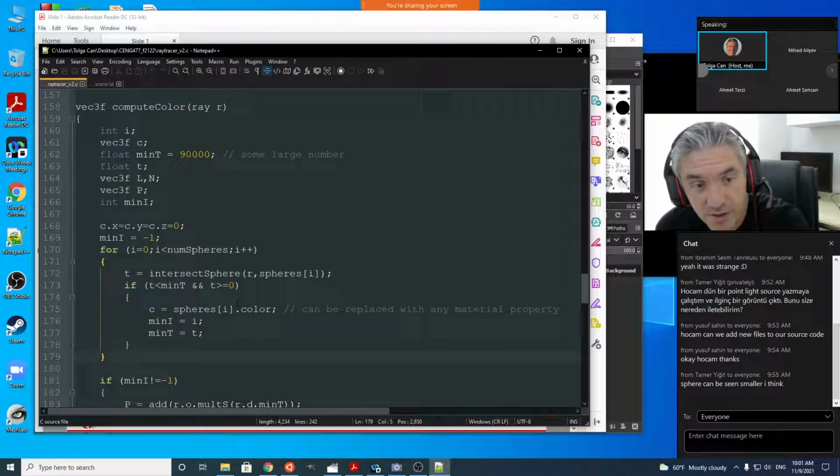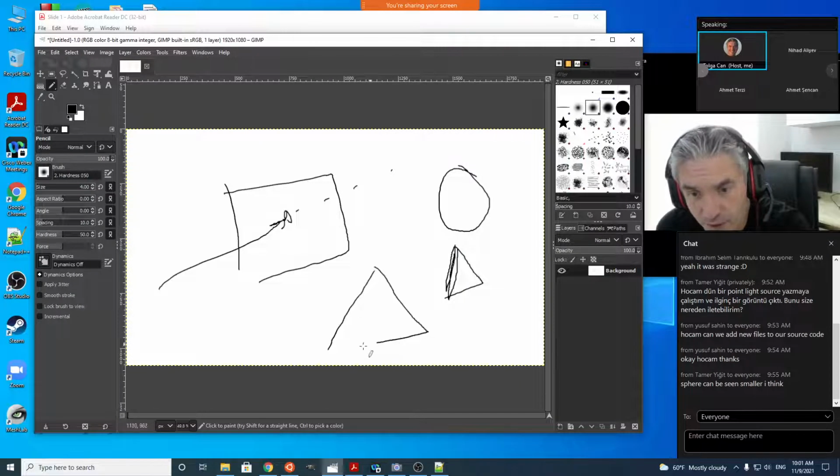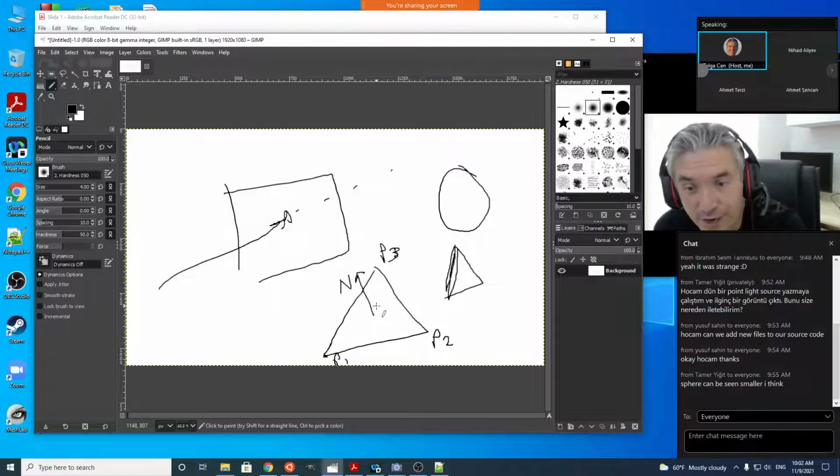Another thing with spheres and triangles is that on a sphere, the normal vector along the surface changes depending on the point of intersection. But for a triangle, a three-dimensional triangle with XYZ coordinates P1, P2, P3, it's a planar surface, so it will have a fixed normal vector. Okay, so it makes sense after you read those triangles.